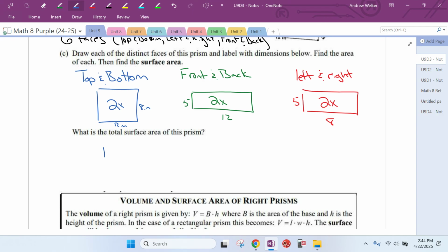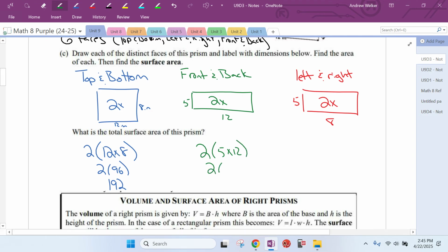So it's 12 times 8, because that's the bottom, times 2, because there's a top that matches it. So that ends up being 2 times 96, which is 192. And then I'm going to do front and back. Front and back are both 5 by 12. That's my base and my height. So that's 60. 2 times 60 is 120.